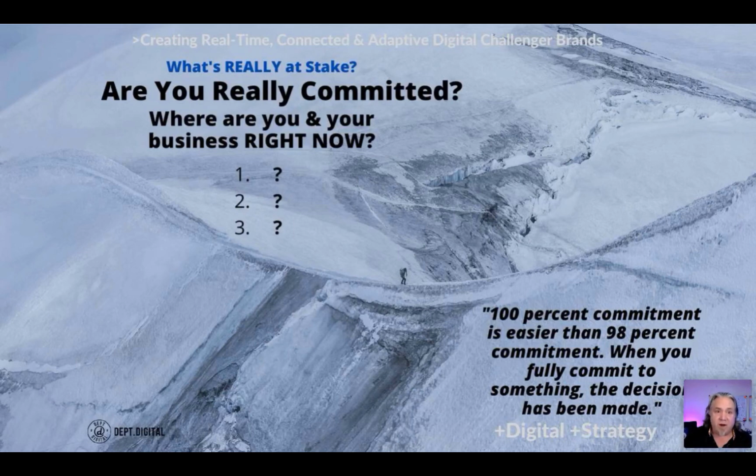So, simple question: are you really committed? Where are you right now with your business? What are some of the challenges? What are some of the pains? What are some of the good things you're able to leverage, that you're excited about, that you've found a new market, that you've been able to connect with more people, that you've been able to create more impact? Where are you right now in your business? Please, again, I'd love to hear that in the chat if you can.